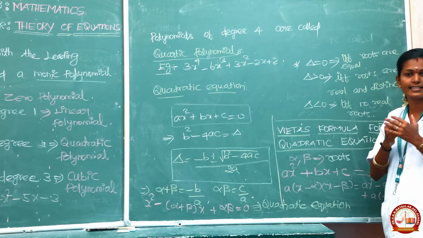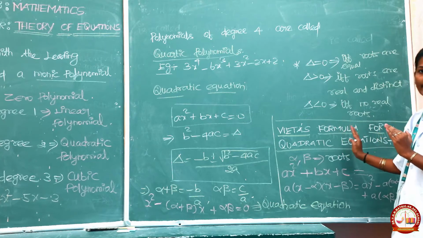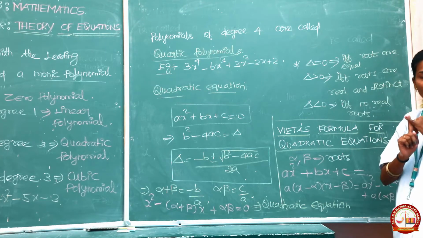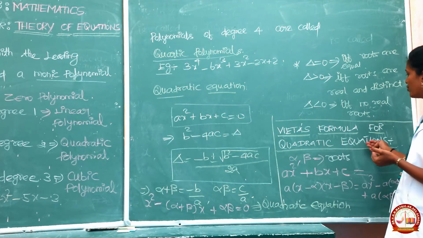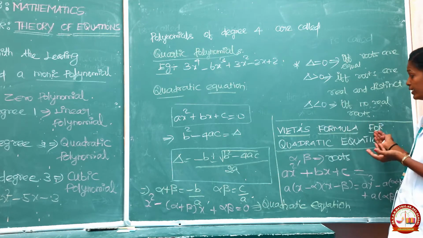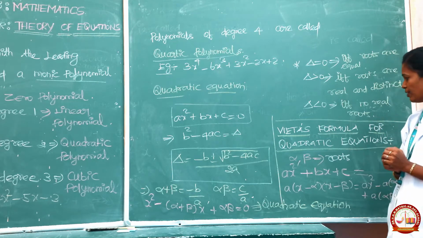In this chapter, we mainly see Vieta's formula for the quadratic equations. It also has the quadratic formula and also the cubic formula. First of all, we see the quadratic equations. Vieta's formula for the quadratic equation. The highest power being 2 is called the quadratic equation.